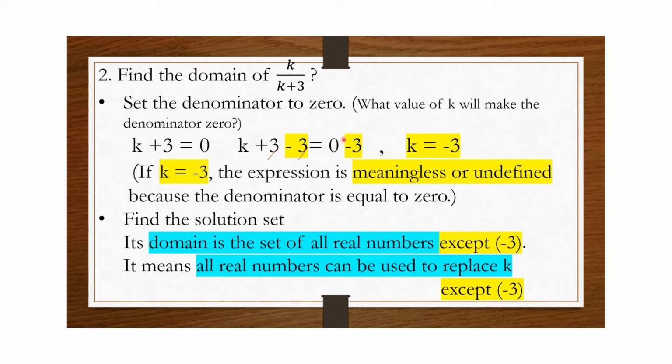Kasi kung negative 3 ang value ng k, okay doon sa taas. Pero dito sa baba, magiging 0 yung denominator. Di ba sabi natin sa rational algebraic expression kanina, yung denominator must not be equal to 0. Eh, anong case pag maging 0 yung denominator? If k is equal to negative 3. So, ilagay natin yon na exception. Hindi siya kasama sa domain. Okay?